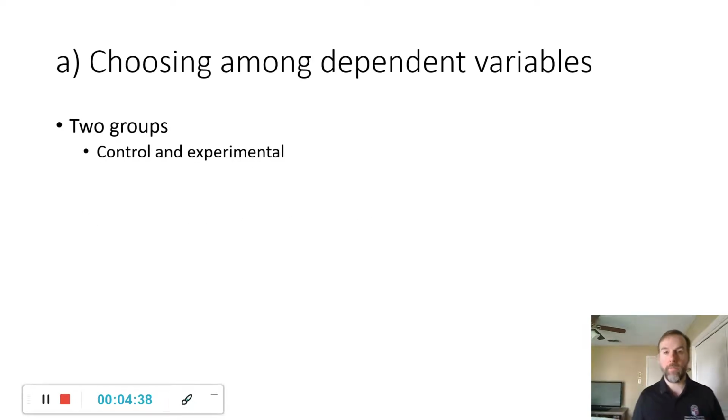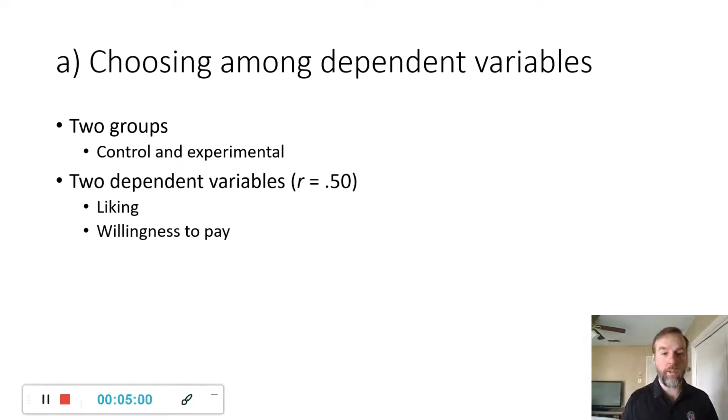So first off, choosing among dependent variables. And in this, they presented a pretty simple experiment where you have some sort of manipulation. So imagine you've got two groups, a control group and an experimental group. And this could be a within or between study. It applies in either case. And let's say in both those groups you measure two things: you measure liking and willingness to pay.